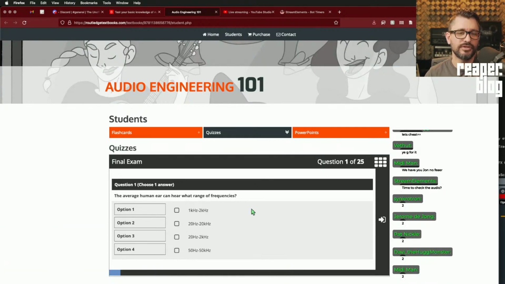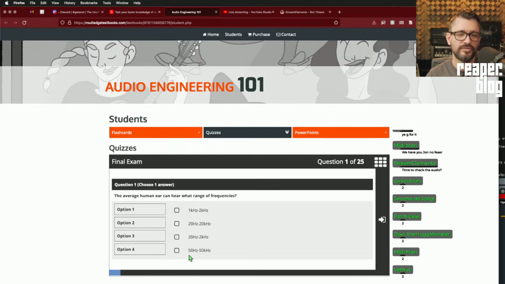The average human ear can hear what range of frequencies? 1 kilohertz to 2 kilohertz, 20 hertz to 20,000 hertz, 20 hertz to 2 kilohertz, 50 hertz to 50 kilohertz. This is, of course, 20 to 20. That's the range of human hearing.